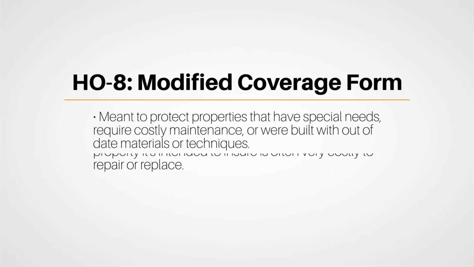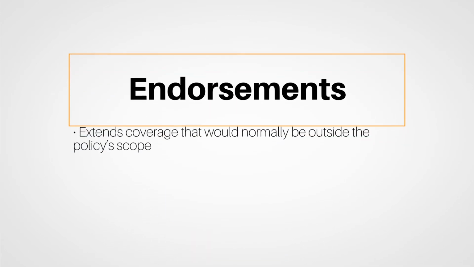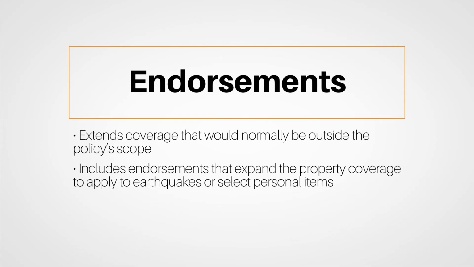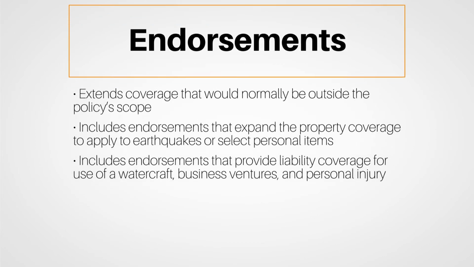The reason the HO8 uses actual cash value is due to the fact that the property it's intended to insure is often very costly to repair or replace. The true replacement costs can far exceed the cash value of the property. Even with the variation provided by the policy forms, a homeowner's policy can be further individualized by adding endorsements. Endorsements extend coverage that would normally be outside the policy's scope. This includes endorsements that expand the property coverage to apply to earthquake or selected personal items. This also includes endorsements that provide liability coverage for use of a watercraft, business ventures, and personal injury.